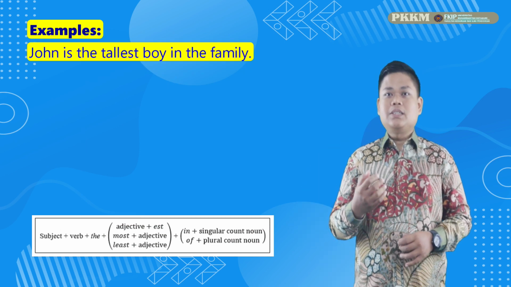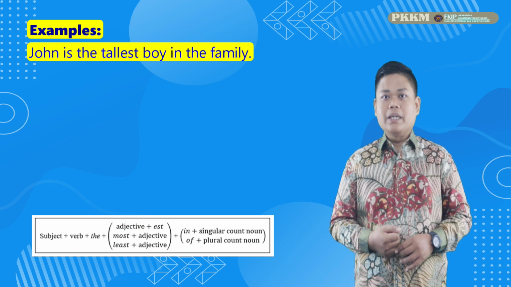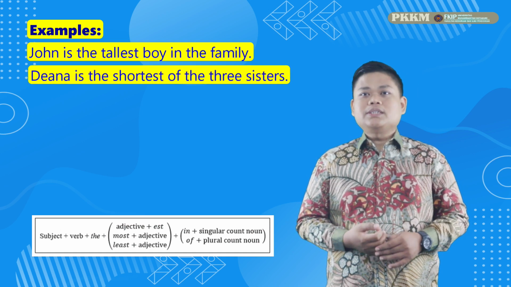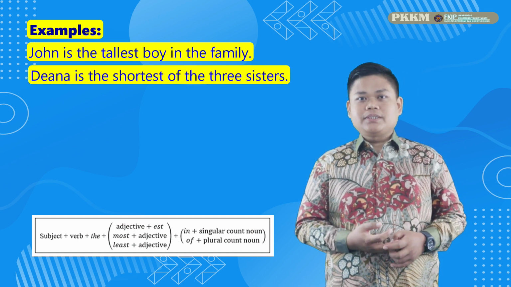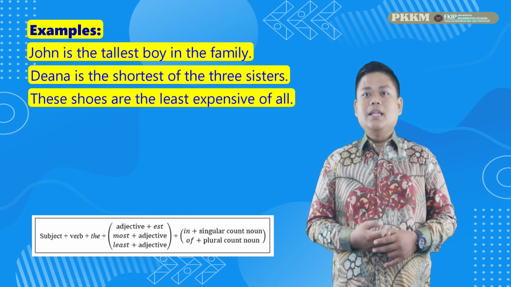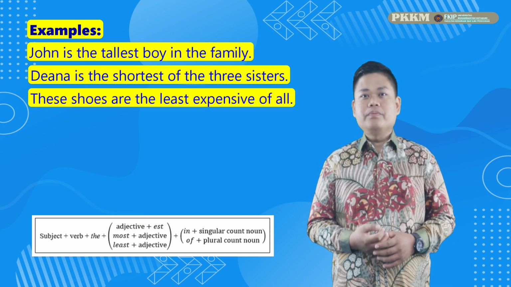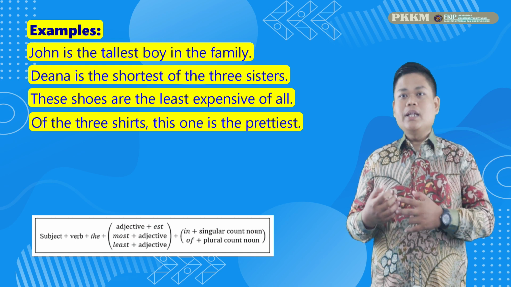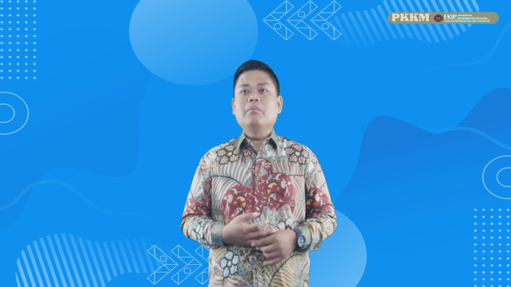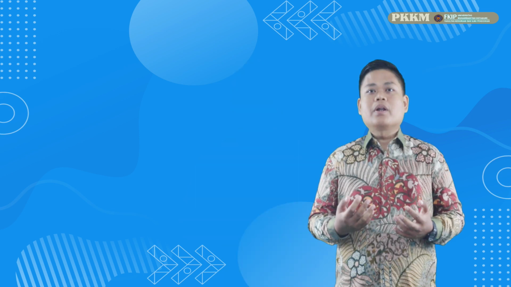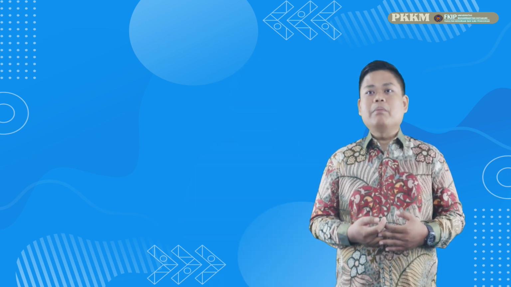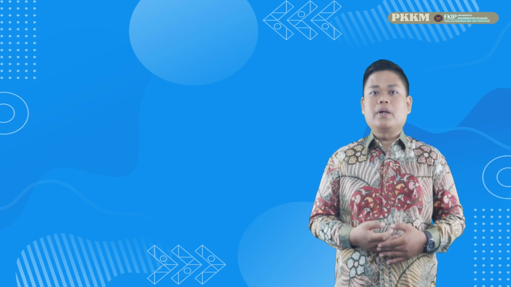This is the example. John is the tallest boy in the family. Diana is the shortest of the three sisters. These shoes are least expensive of all. Of the three shirts, this one is the prettiest. Adverbs usually are not followed by er or est. Instead, they are compared by adding more or less for the comparative degree and by adding most or least to the form of the superlative.